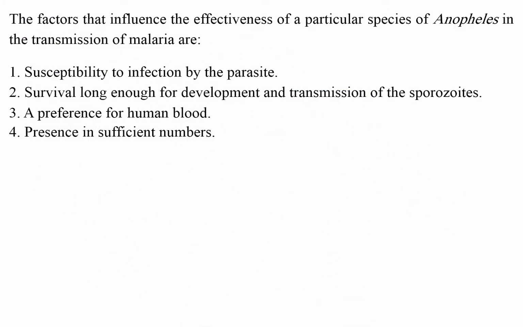Factors that influence the effectiveness of a particular species of Anopheles in the transmission of malaria are: 1. Susceptibility to infection by the parasite, 2. Survival long enough for development and transmission of the sporozoites, 3. A preference for human blood, and 4. A presence in sufficient numbers.